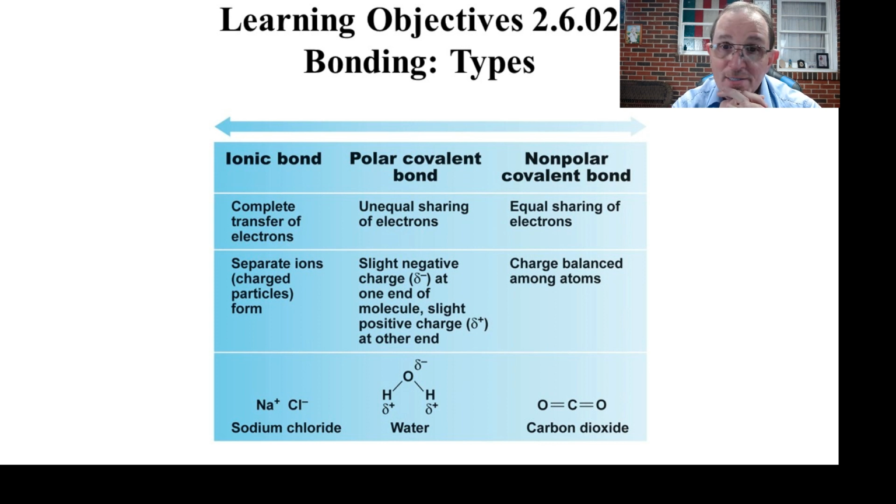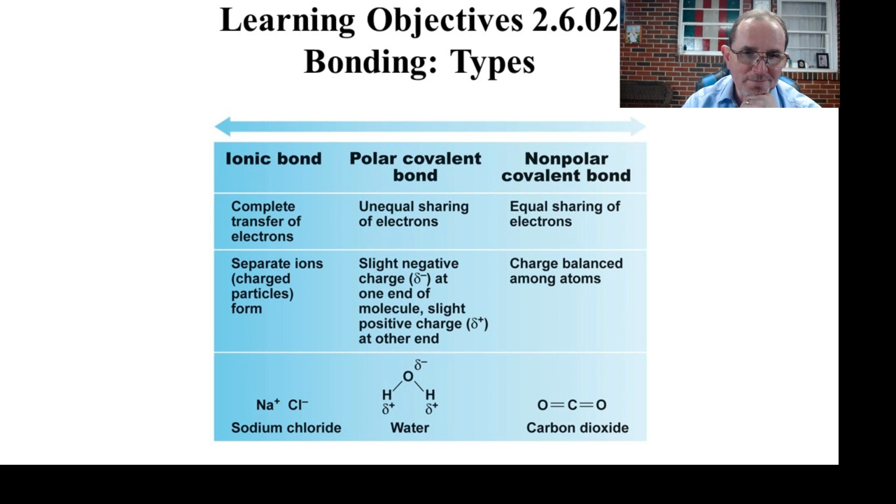Atoms can bond in 3 ways. There's an ionic bond, and we'll talk more about this in detail coming up in just a second. Ionic bond, we take an electron, it completely leaves one atom and goes to the other. The other way that they can bond is by sharing an electron. Now, they can share that electron in one of 2 ways.